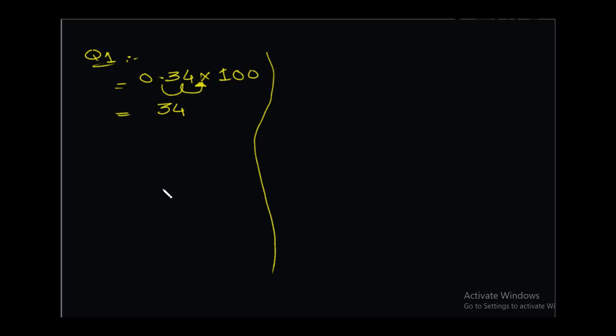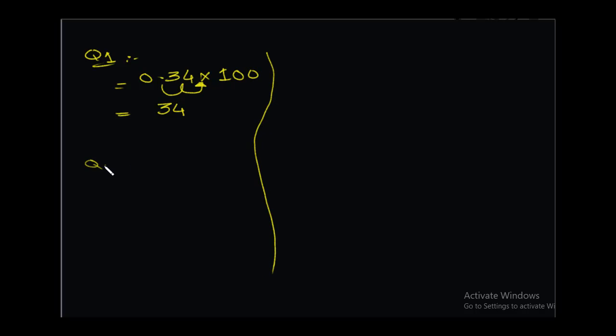Let's discuss the multiplication of 100 and its multiples. Question number 1 on this is 0.34 multiplied by 100. As per the rule, the point will move two places from left toward right, one place, and then it moves two places out from this number. So the point has moved out of the number, so the answer is 34. This is example 1.